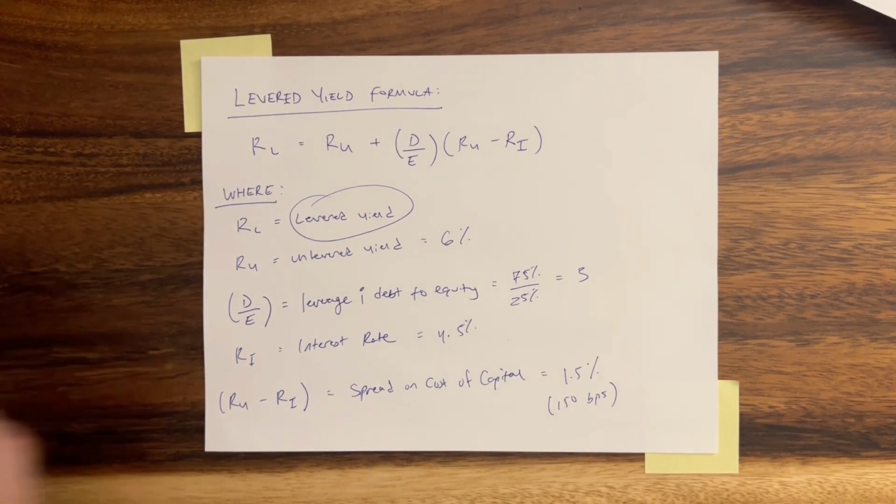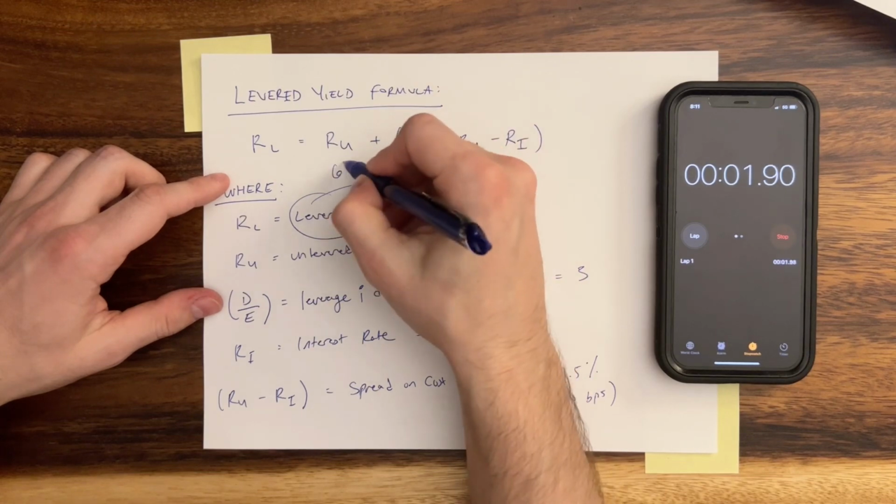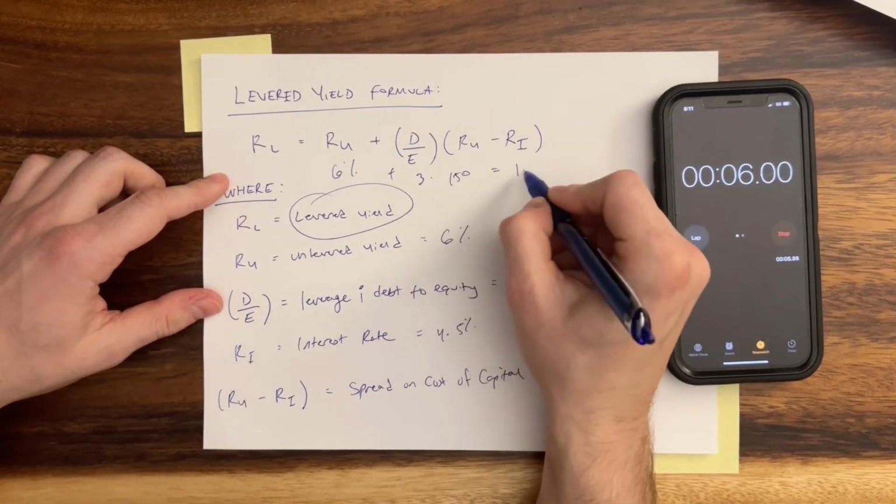So now, let's see how long it takes. 6% plus 3 times 150 bips. That's 10.5%.